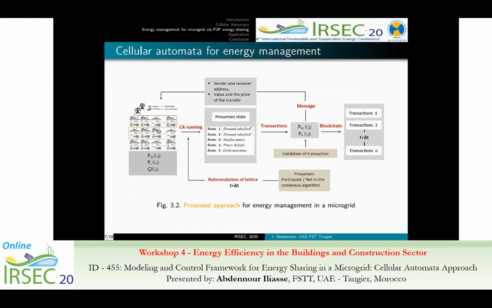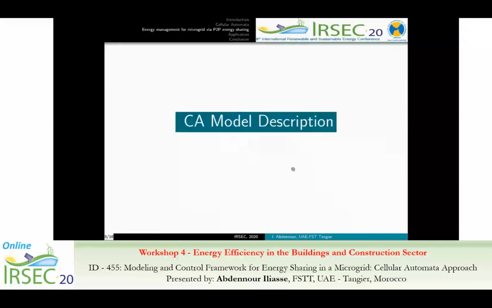In the first one, we run the solar automata to define the sender and the receiver address, and also the value and the price of the transfer. And then we validate the transaction using blockchain technology. Now, let me describe the model.